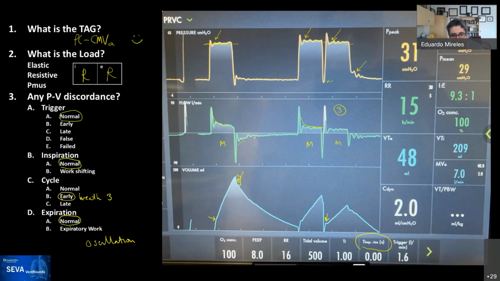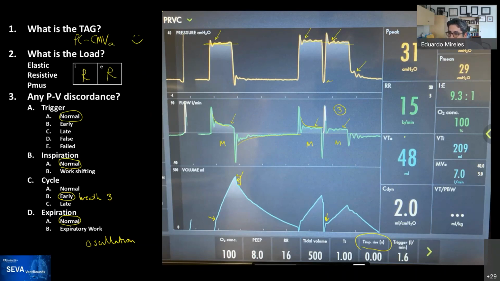You can see the time constant, as Rob was pointing out, it just continues. It never reaches 0 throughout this period. Actually, it doesn't reach 0. It plateaus as if there was a very prolonged time constant to get all the air out. So this is one of those that you're walking through the hallway and you see this, and this is high resistance until proven otherwise.